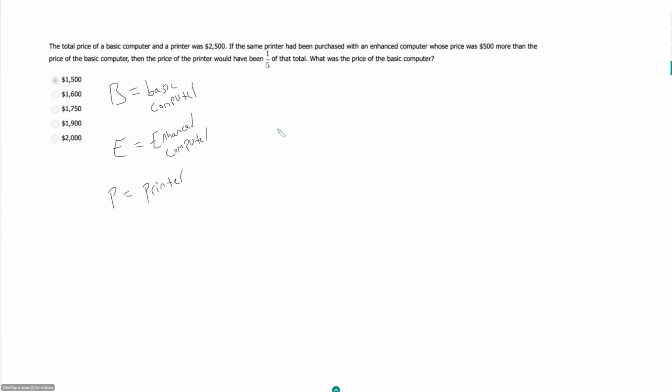So let's start translating. The total price of a basic computer and a printer was $2,500. So that means B plus P is equal to 2,500. If the same printer had been purchased with an enhanced computer whose price was $500 more than the basic computer, that just means our E is really just B plus 500, then the price of the printer would have been 1/5 of that total.